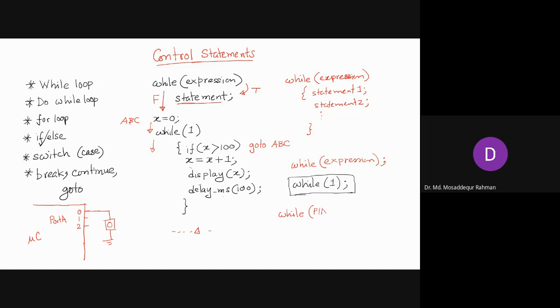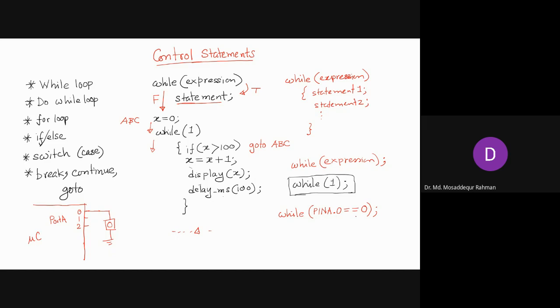We're reading from pin A, the pin 0 of port A. So that is written like this: PINA.0. That means pin 0 of port A, if that is 0, right? So we are checking the condition, if that is 0, just wait. So that is how we can write this.